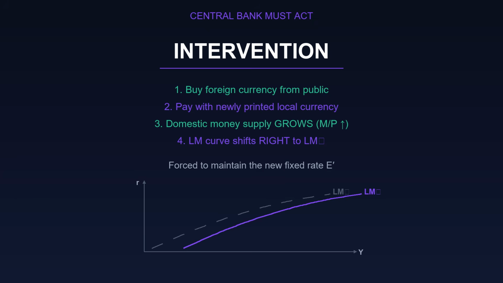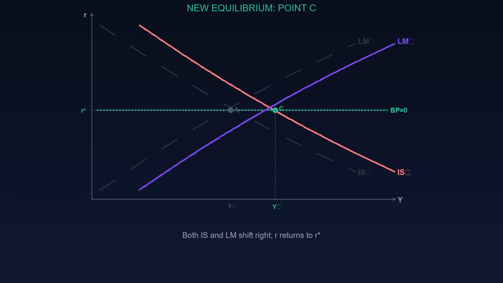How? Well, the central bank buys the incoming foreign currency from the public, but to buy it, they have to hand over newly printed local currency in exchange. This means the domestic money supply grows. And as the total amount of money in the economy expands, our upward sloping LM curve is forced to shift to the right. Which brings us nicely to our final destination, point C, the new equilibrium.